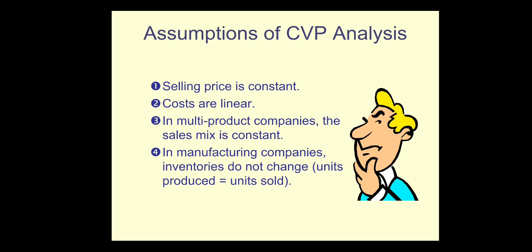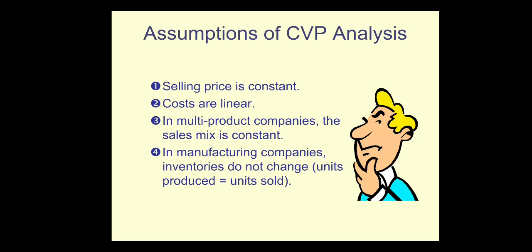Number 4, manufacturing companies' inventories do not change. Units produced equal units sold. So in the CVP analysis that you have learned in this topic, we assume that the quantity of production equals the quantity of sales. We assume that every unit of bicycle that the business produces will be sold. Every cup of coffee that Coffee Clutch makes will be sold. We assume that.